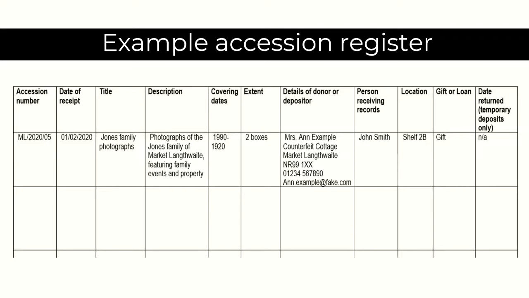cataloguing stage. In addition to the information from your accession form, the register then also records the name of the person receiving the records, the location where the collections or items have been stored, such as shelf reference number, and lastly, if the accession is on loan, there's space to record the date it was returned.